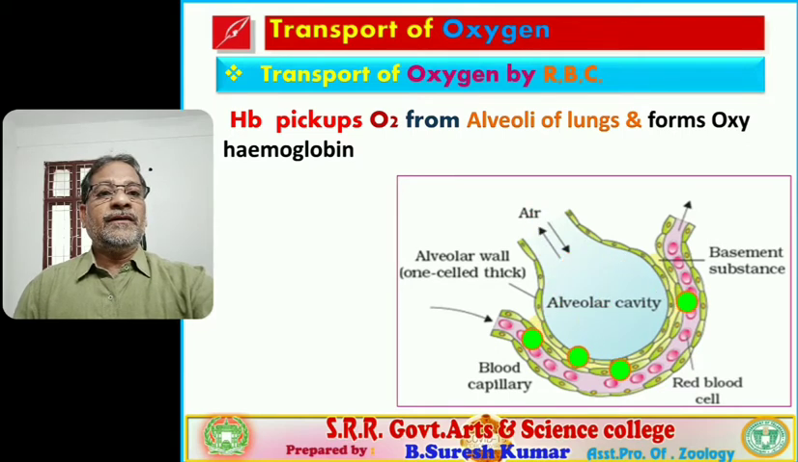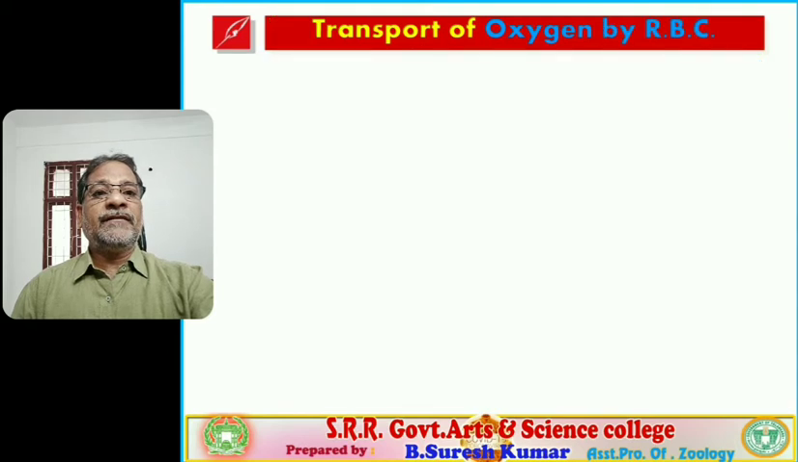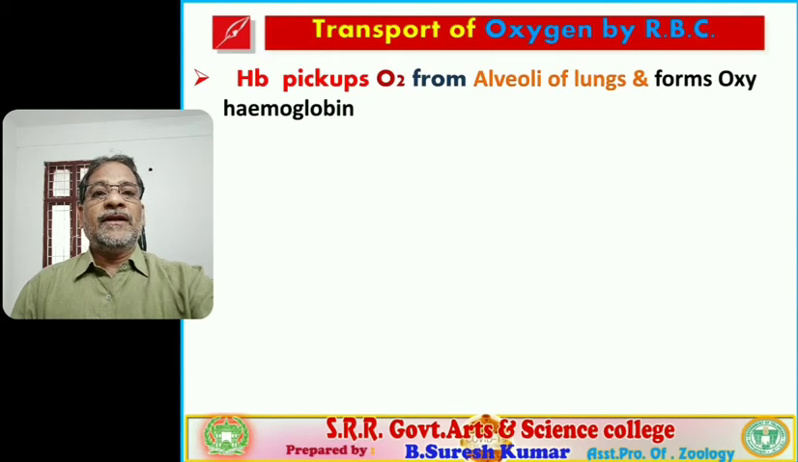Oxygen molecules diffused into the blood, and the hemoglobin picks up the oxygen molecule in this fashion. Followed, right? Next, the hemoglobin picks up oxygen in what fashion? In what way does it react?